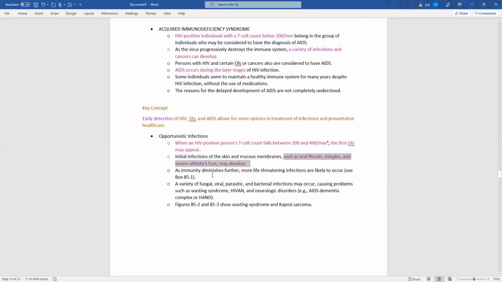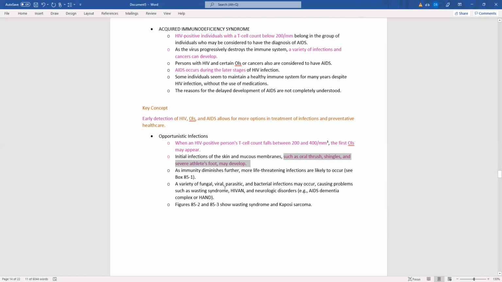So as immunity diminishes further, more life-threatening infections are likely to occur. That's going to be in box 85-1. We already went over that box. Go over that box again and again and again. You already know stuff from that box is going to be on the test.